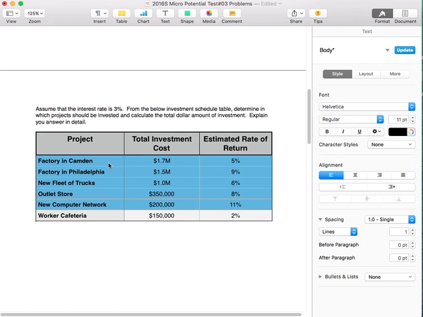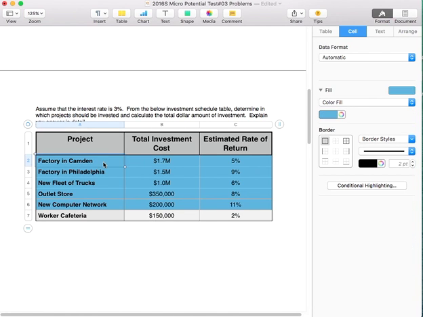So the total investment would just be adding up the total investment for the factory in Camden, the factory in Philadelphia, the new fleet of trucks, the outlet store, and the new computer network. So we would just add all of these together here. We would add 1.7 million plus 1.5 million plus 1 million plus 350,000 plus 200,000, and that would give us our total level of investment.